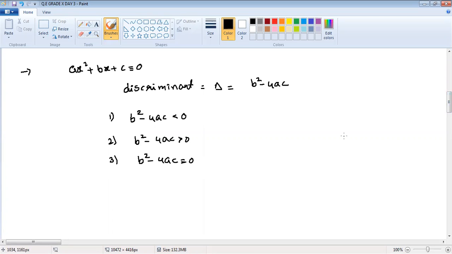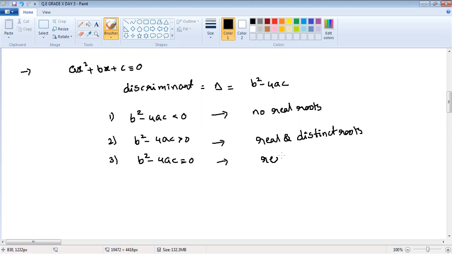If the discriminant is less than 0, what you could say is there are no real roots. Then b square minus 4ac greater than 0, so what you could say is real and distinct roots. The next one, b square minus 4ac is equal to 0, then real and equal roots. Correct?